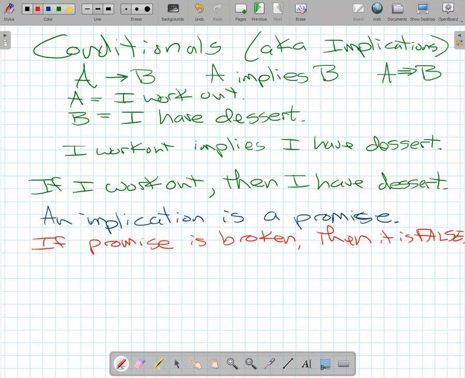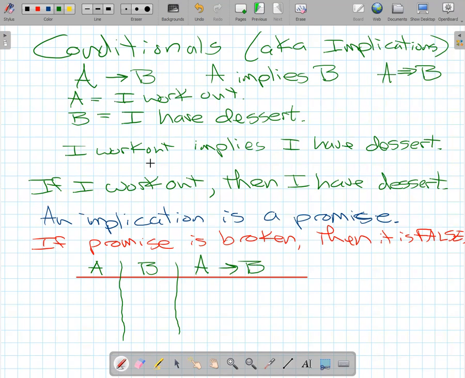So I'm going to make a truth table for how this implication, this promise could possibly work out. The things I need to consider here is what's going on with A, what's going on with statement B, and based on what's going on with either one of those, I can tell you whether the promise was broken or not. So that would be A implies B. So what we're making here is called a truth table.